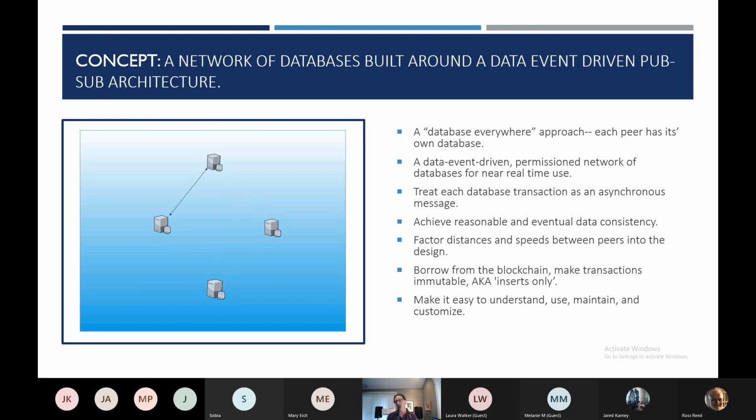Factor distances and speeds between peers into the design. This is something I see a lot of, and I have in the past, and it probably is the fault of the data architects, not so much the network architects, whereas you have to factor, especially in certain application financial systems, anything that's really dependent on performance, that, you know, the farther the distance is, in theory, the longer it's going to take to get somewhere.